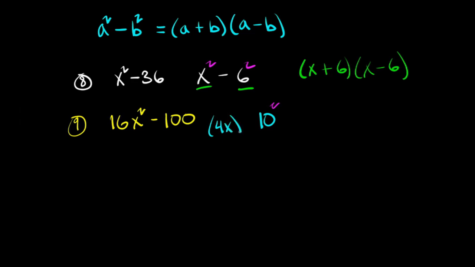So remember, when I have something in parentheses that's squared, the squared is operating on both things. So 4 squared is 16, x squared is x squared. So 4x in parentheses squared is the same thing as 16x squared. And so to factor this, I can take what's being squared, my 4x and my 10, and put those into binomials. And my factored expression is just 4x plus 10 times 4x minus 10.